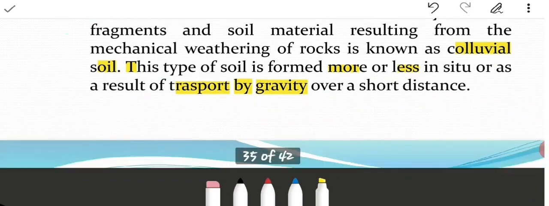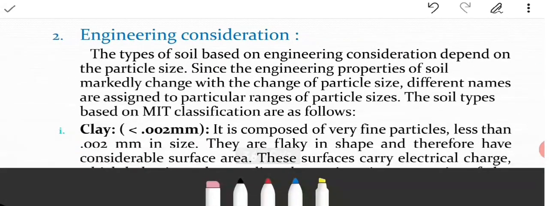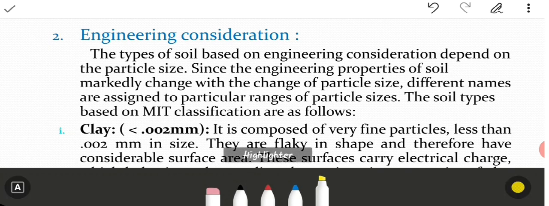Okay, next I will discuss engineering consideration. These types of soil based on engineering consideration depend on the particle size. Since the engineering properties of soil markedly change with the change of particle size, different names are assigned to particular ranges of particle sizes.